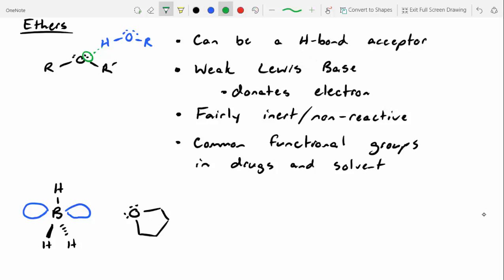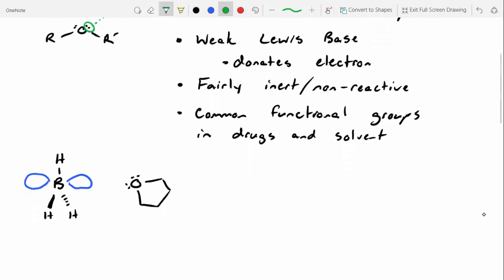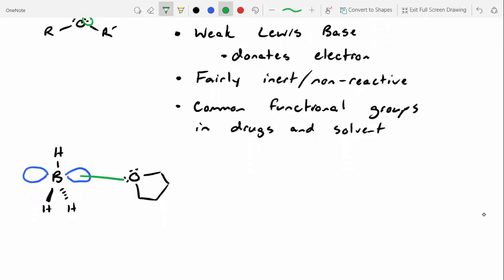And so borane, if we look at it, is trigonal planar. However, the borane is stabilized by the lone pair on the THF. So you see THF is a pretty common reaction solvent because it's polar and it can coordinate well with a lot of different metals.